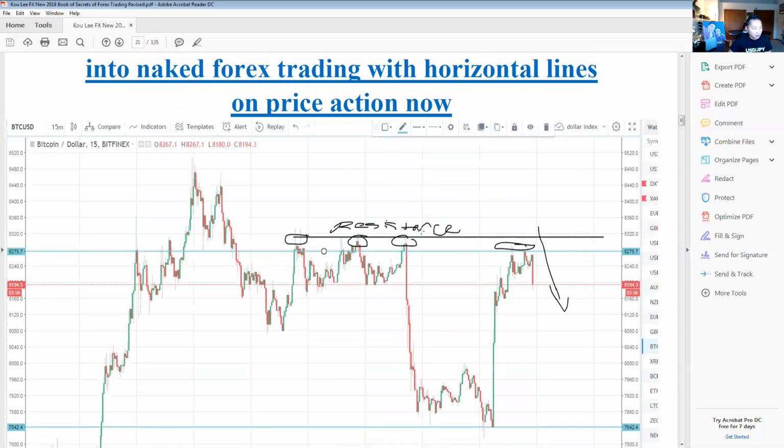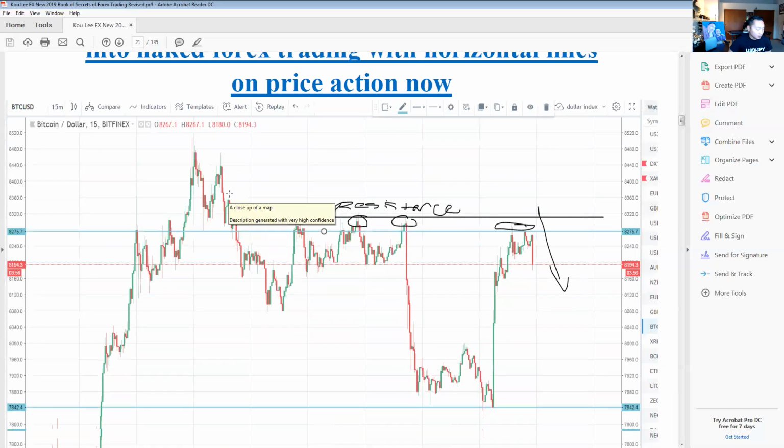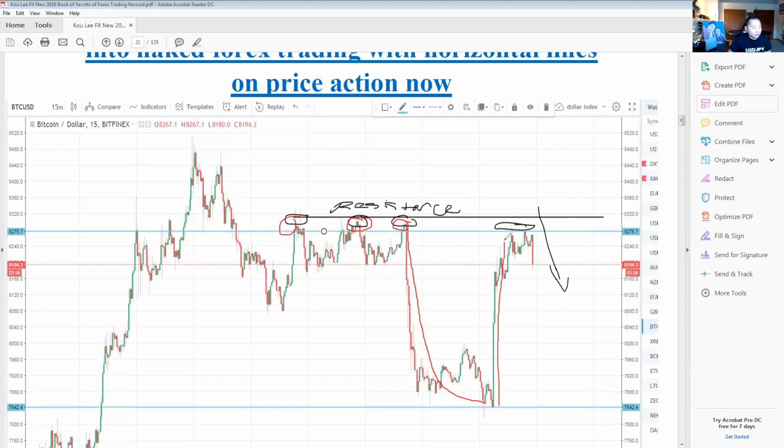And you can see this is Bitcoin on the 15-minute chart. What I want to show you guys, what I outlined here, is you can see a lot of resistance created here. On the third resistance, it made this strong bearish movement going down. And then it picked right back up.